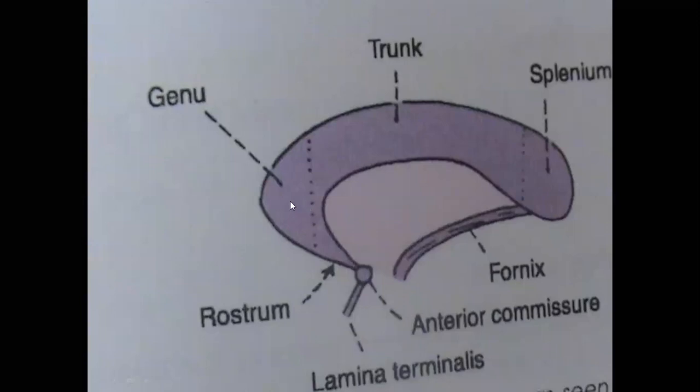Then genu is the bend, it is the turn. That also connects the fibers of frontal cortex. Trunk is the middle part. It connects the fibers of parietal lobe of left and right cerebral hemisphere. And splenium is the posterior most part. It connects the fibers of two occipital lobes. So these are the various parts of corpus callosum: rostrum, genu, trunk, and splenium.